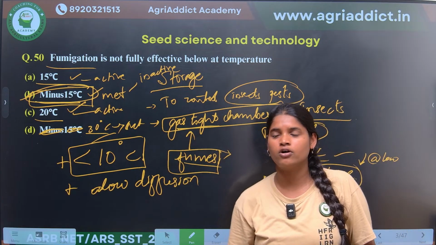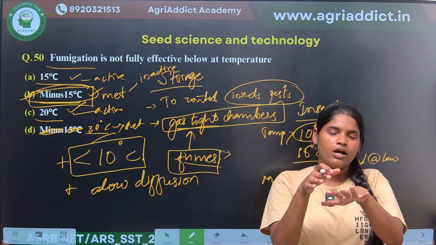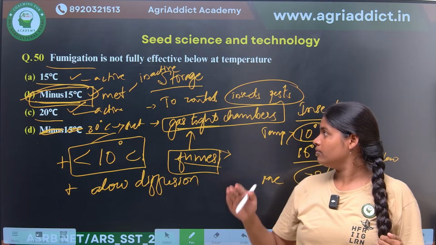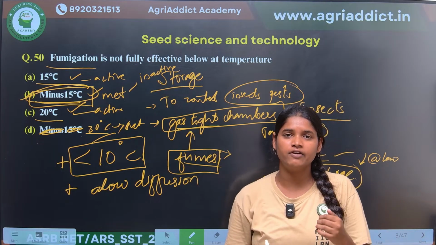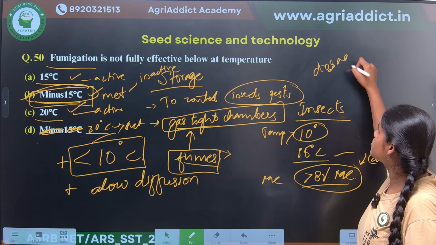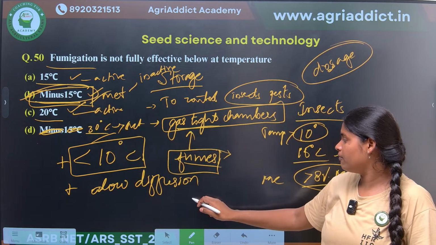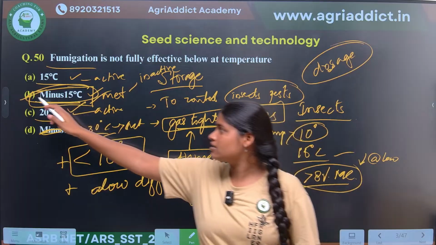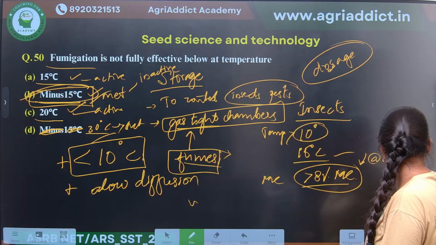That is also a problem, because for the rate or dosage of fumigants we are using, if it is too low, you can't even control the pest. If it is too high, it will immediately affect the seed vigor or viability. So carefully see the dosage. Whatever dosage we are using, if it is at -15, it won't be diffused in a uniform way, and the insects are also inactive. So the answer is -15. Hope you are clear. Let's go to the next question.